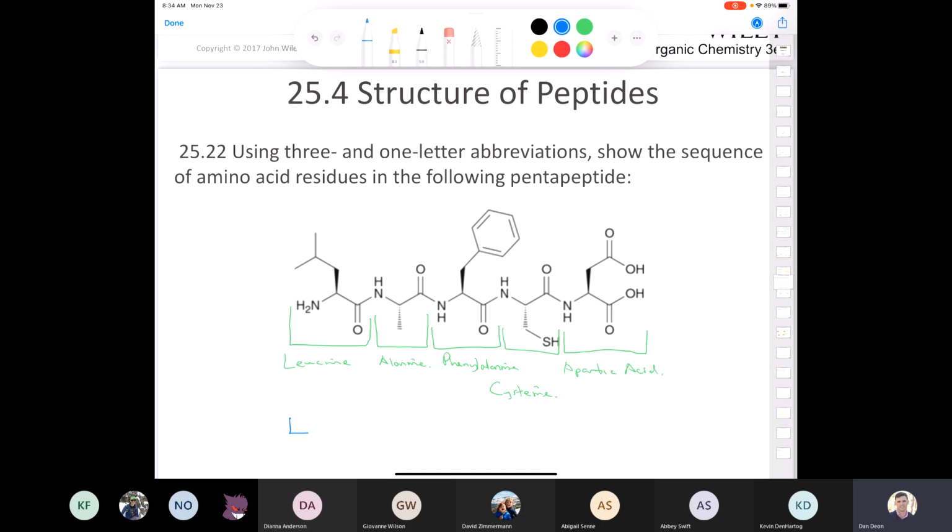So it goes like this. Leucine, we use LEU. Alanine is ALA. Phenylalanine is PHE. Cysteine is CYS. And then aspartic acid is ASP. For the 1-letter abbreviations, phenylalanine and aspartic acid certainly are not intuitive. So leucine is an L, alanine is an A, phenylalanine is the letter F, okay? Cysteine is a C, and aspartic acid is D, like that.